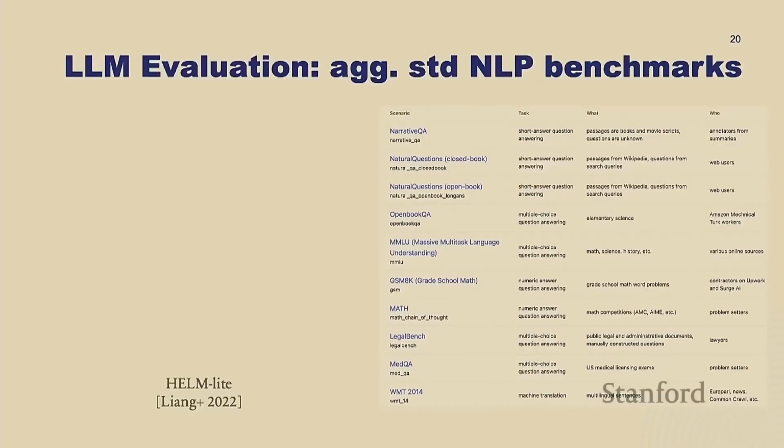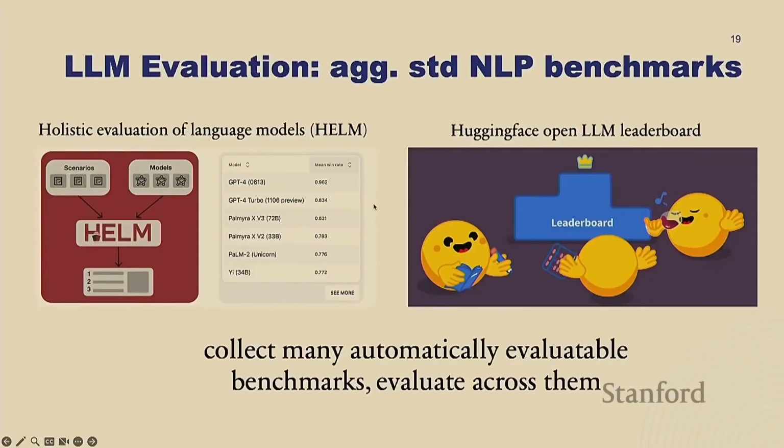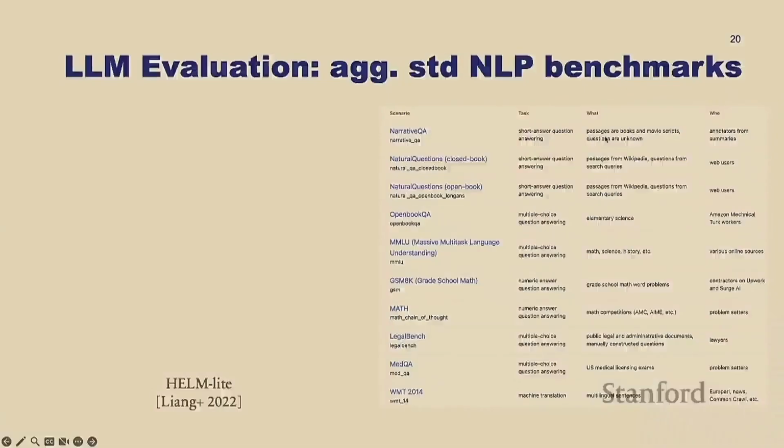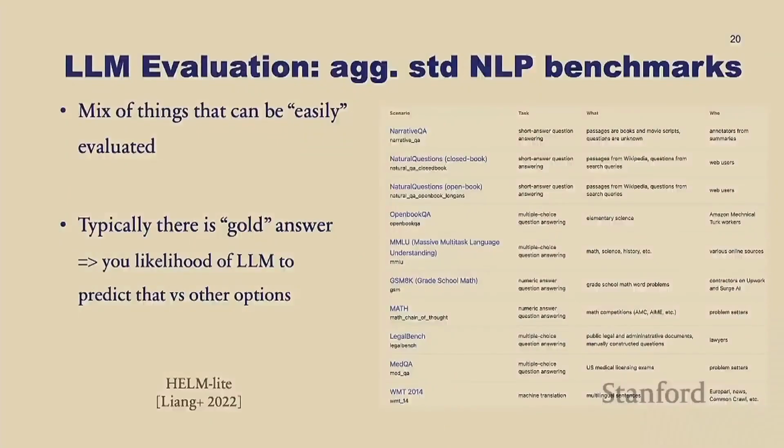One such, or actually two such benchmarks are HELM, which is from Stanford, and the Hugging Face Open LLM Leaderboard, which are probably the two most common ones right now. Just to give you an idea, in HELM there are all of these types of tasks, which are mostly things that can be easily evaluated, like question answering. Think about many different question answering tasks. The benefit with question answering is that you usually know what the real answer is.